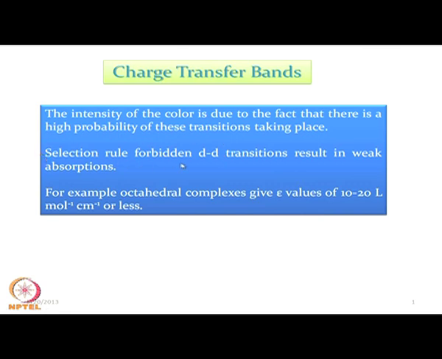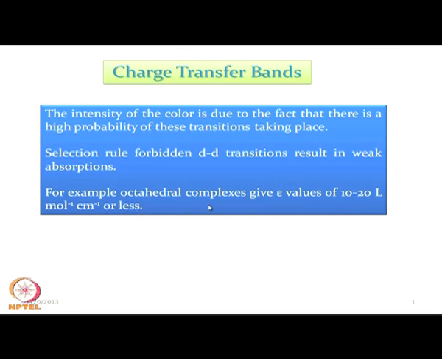Because we have seen that in the case of d-d transitions, the selection rule is basically not allowing all the d-d transitions, particularly transitions involving one d orbital to another d orbital, which results in a very weak absorption. That is why we have classified all the d-d transitions as weak transitions. Now, we can categorize these charge transfer transitions as very strong transitions, whereas in the case of d-d transitions the epsilon values are pretty low, sometimes in the range of 10 to 20 liter mole inverse centimeter inverse, or sometimes even less.